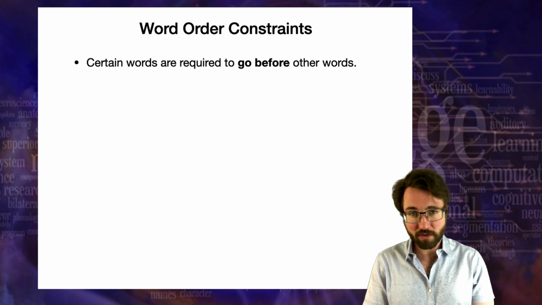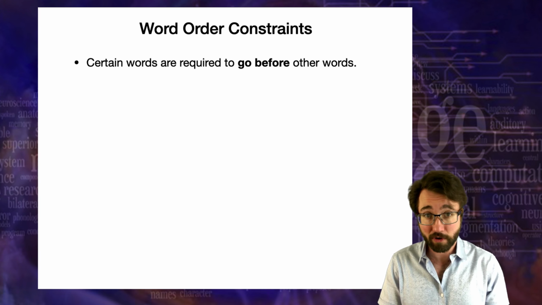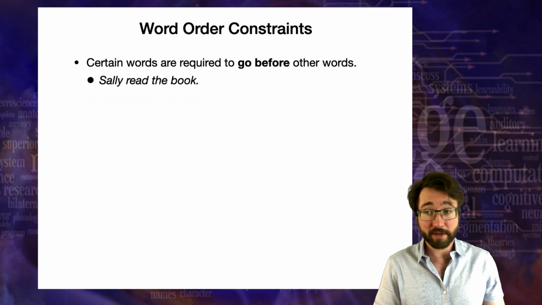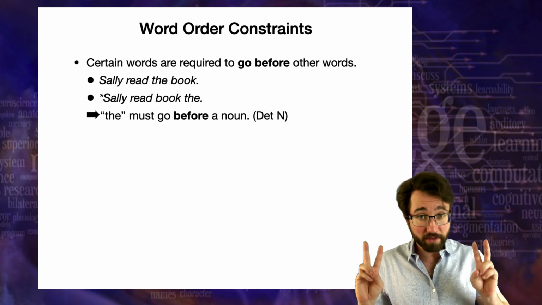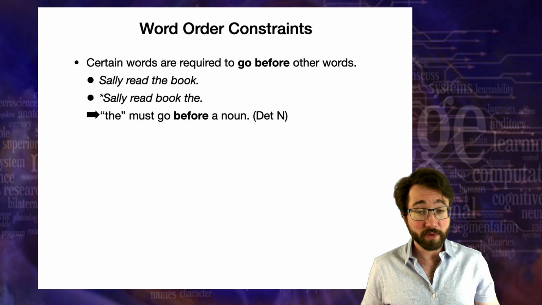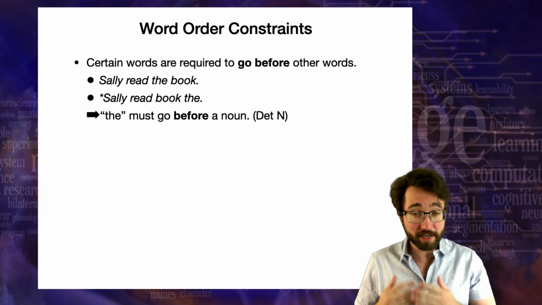So we see that certain words are sometimes required to go before certain other words. Like "Sally read the book." The ungrammatical version would be "Sally read book the." The determiner "the" has to go before the noun. So we can summarize that with the sequence of categories, det n.